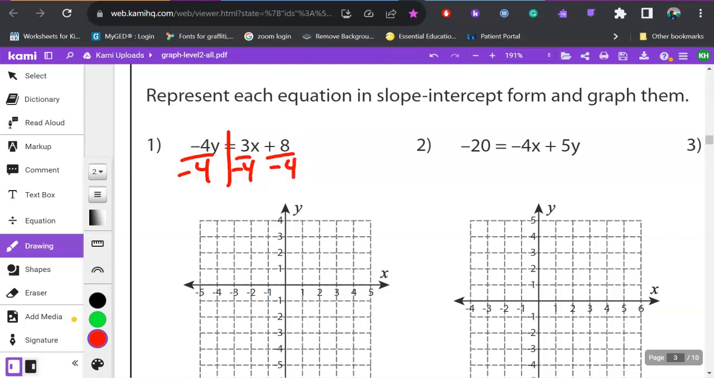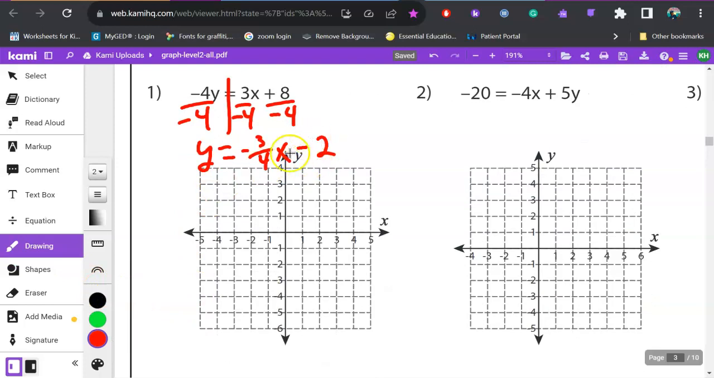Okay, when I divide by -4, I can see I finally have y equals 3 over -4. That's going to give you -3/4 x. And then 8 over -4, you can see that's going to reduce to a -2. So that's what we're going to graph, is this right here.